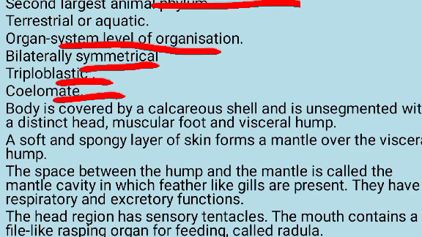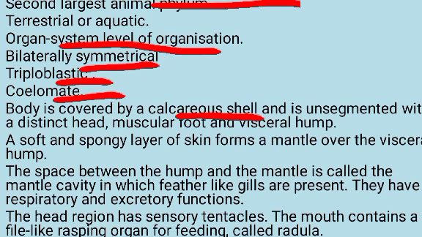The body is covered by a calcareous shell. You might have seen the pila, the apple snail. The body is surrounded by a calcareous shell. Calcareous shell means the shell which is formed of calcium carbonate, and the body is unsegmented. In the previous phyla, Arthropoda and Annelida, we have seen the body is segmented, but here it is unsegmented, and the body is divided into three parts.